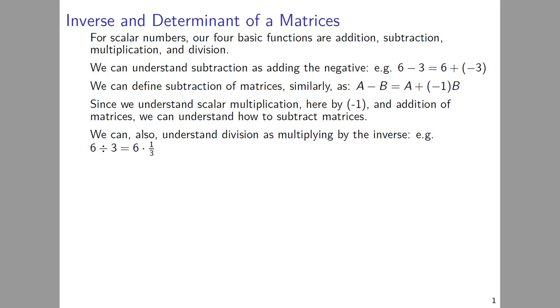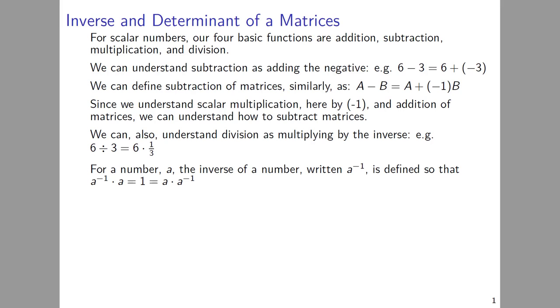For example, 6 divided by 3 is equal to 6 times 1 over 3, the inverse of 3. For a number a, the inverse of that number, written as a to the negative 1 power, is defined so that a to the negative 1 times a is equal to 1, as well as a times a inverse.